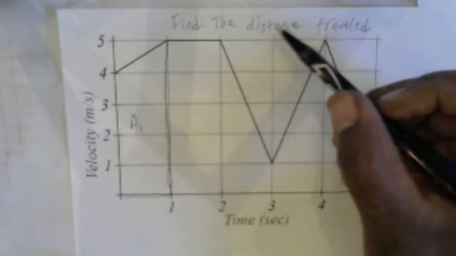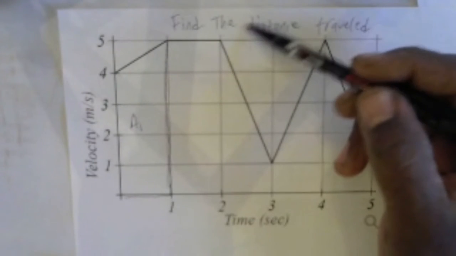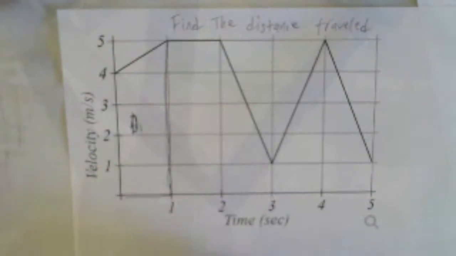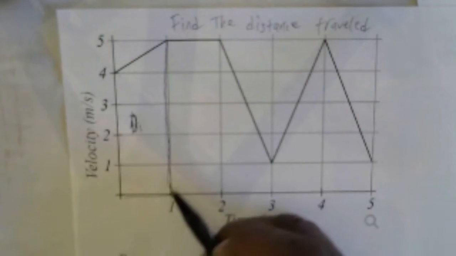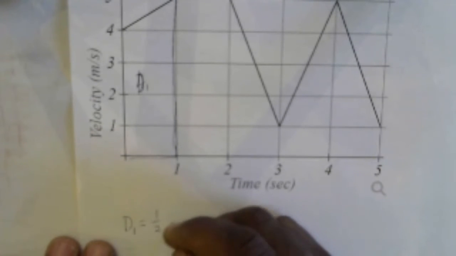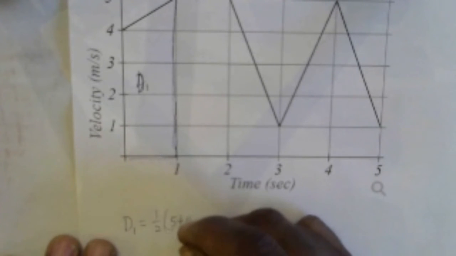Inadvertently, I'm finding the distance, because the time times the rate is the distance. So I'm going to change this to D1. The distance in that first interval is equal to, and that's a trapezoid, so it's 1/2 the big base plus the little base times the height, which is 1. So I get 9/2.